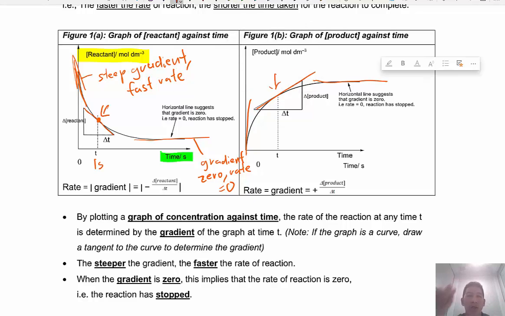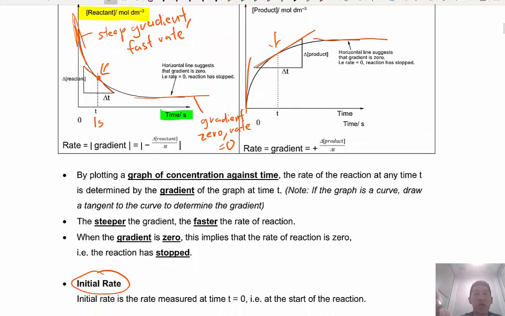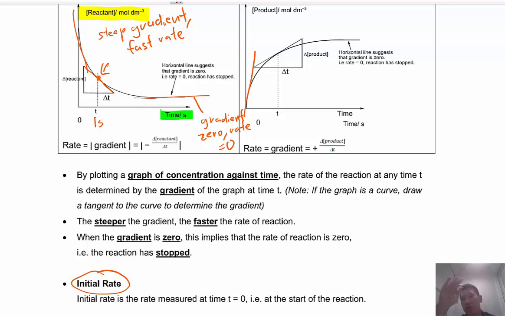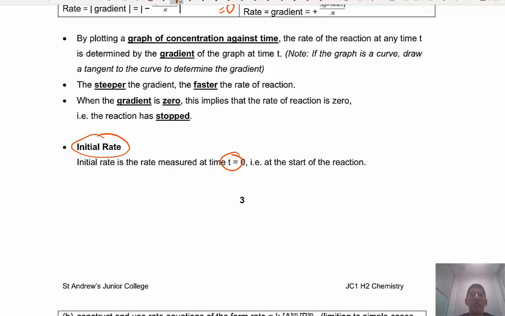No. Most of the time, what we do is we look at initial rate. So you may wonder, okay, what is initial rate? Initial rate is exactly what it means. It means at the beginning of the reaction. So very often when we compare different situations where we use different concentrations, etc., we usually compare using initial rates. We do not compare rate at 1 second, 2 seconds, no. We always compare initial rate. That's why it's very important to note at t equals to 0.